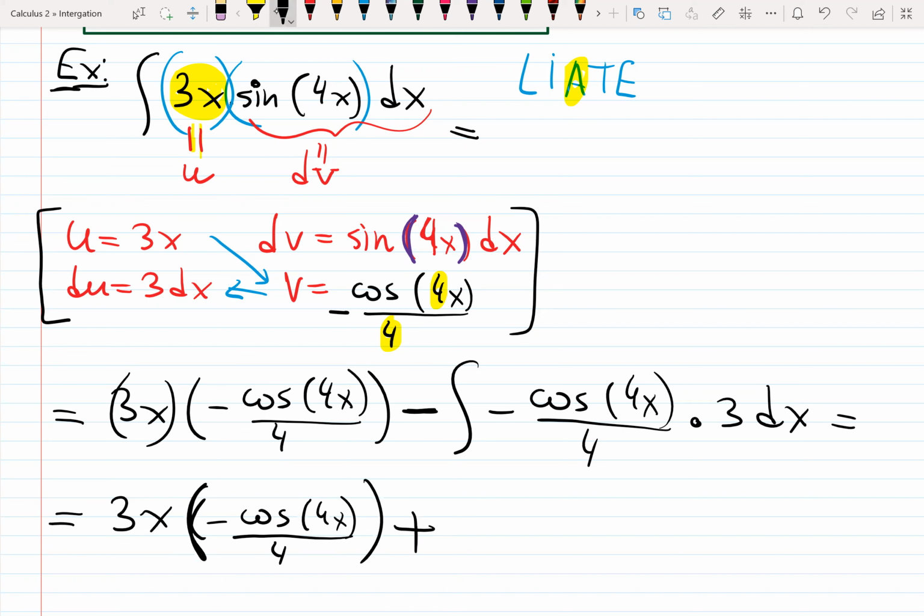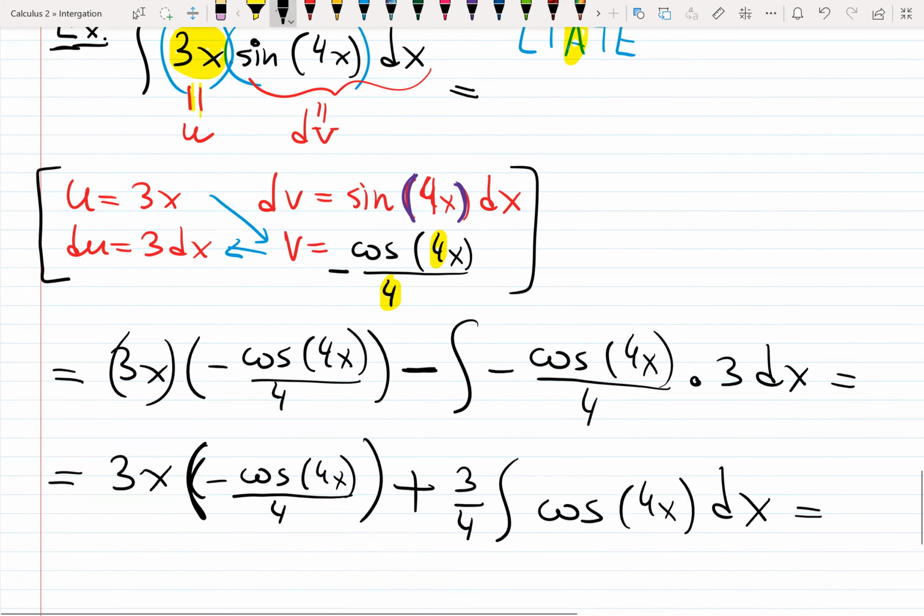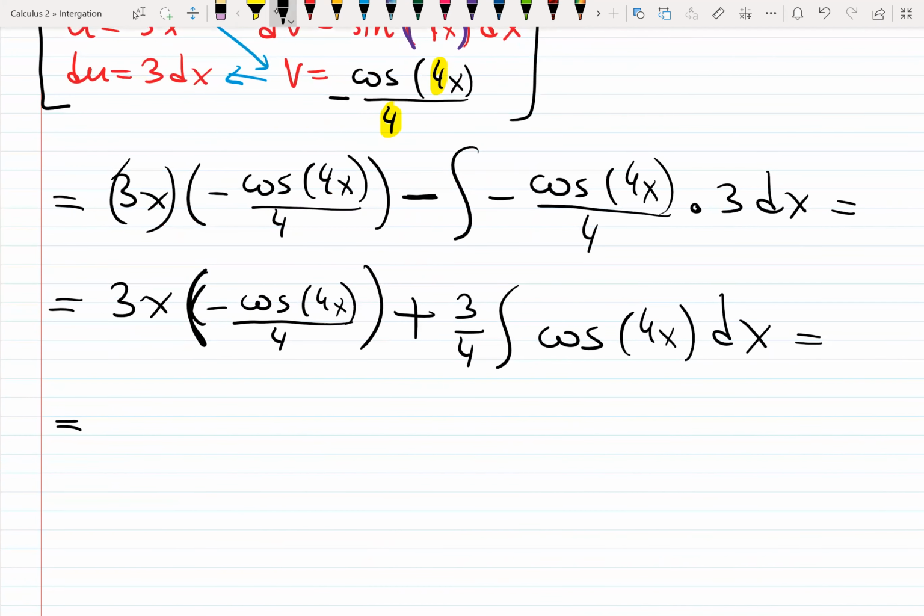Now, minus minus gives you plus. Let's collect the coefficients. 3 divided by 4, integral of cosine 4x dx. Yay, I know how to integrate cosine 4x dx. It's your substitution. So minus 3/4 x cosine 4x. I'm just gently collecting all the terms. Plus 3/4, and I will do your substitution shortcut. Integral of cosine is plus or minus sine.